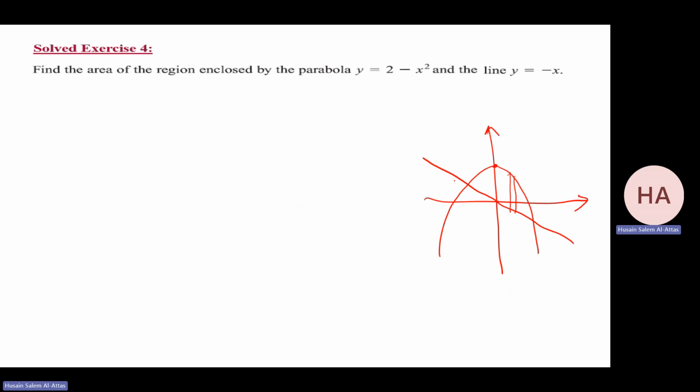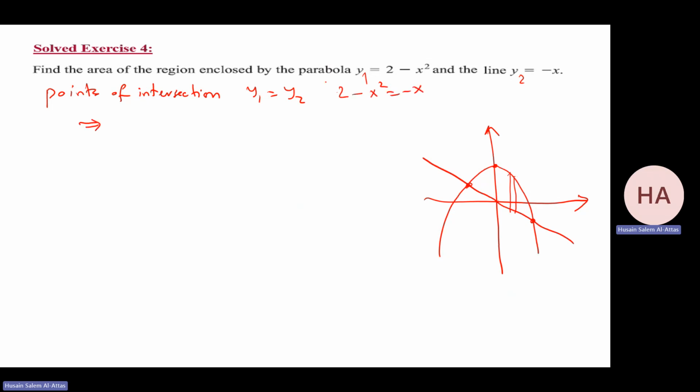So I need to find these points. How to find these points? I just equate the two functions. So I need to find points of intersection, which is y1 equals y2. I just equate the functions. I have an equation, I try to solve it.